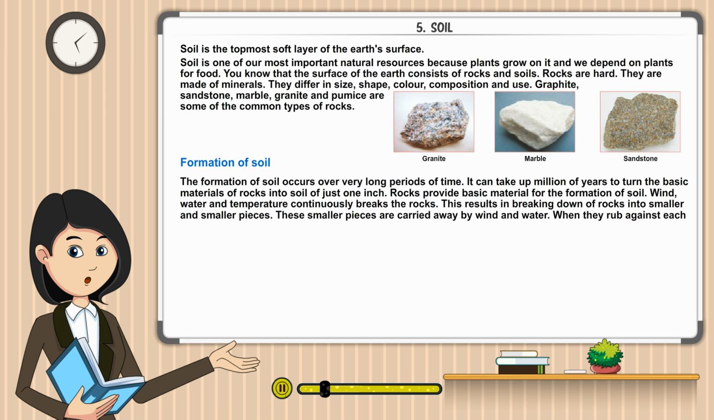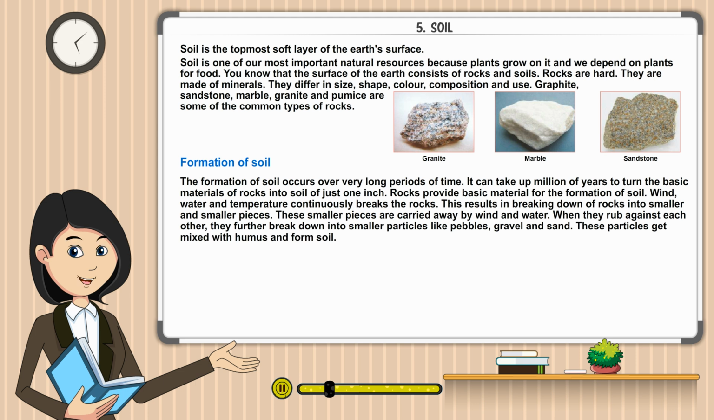These smaller pieces are carried away by wind and water. When they rub against each other, they further break down into smaller particles like pebbles, gravel, and sand. These particles get mixed with humus and form soil. Types of soil. There are 3 types of soil: loamy soil, sandy soil, and clay soil.